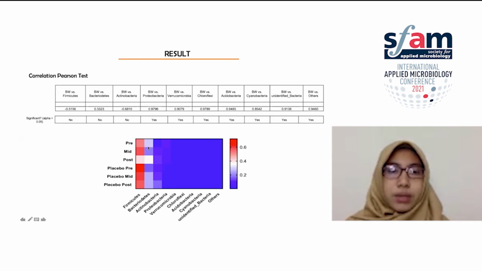In Bacteroidetes, from the relative abundance of the treatment group, the glucomannan porang jelly group, there is an increase of Bacteroidetes, while in the placebo group there is also an increase of Bacteroidetes. Actinobacteria and Proteobacteria are the same as Firmicutes. But in Verrucomicrobia, Chloroflexi, Acidobacteria, Cyanobacteria, and the other bacteria, there is no significant difference before and after intervention.